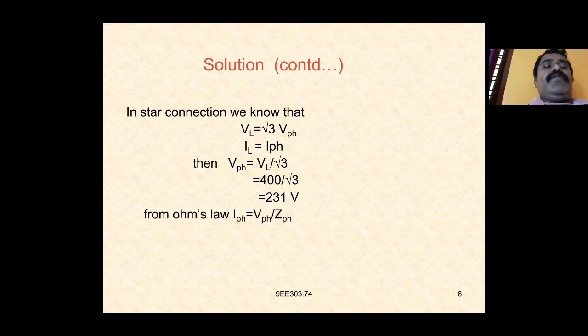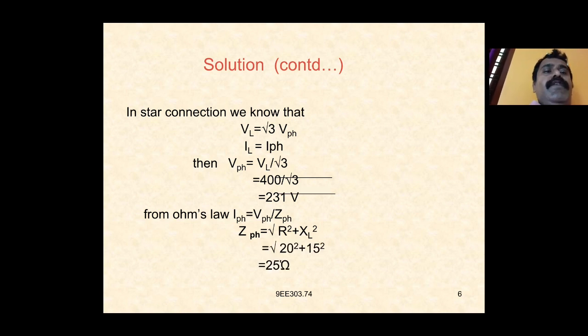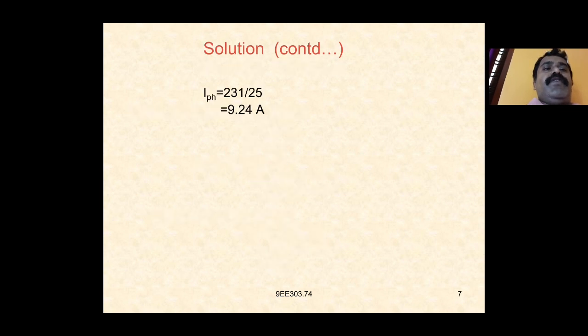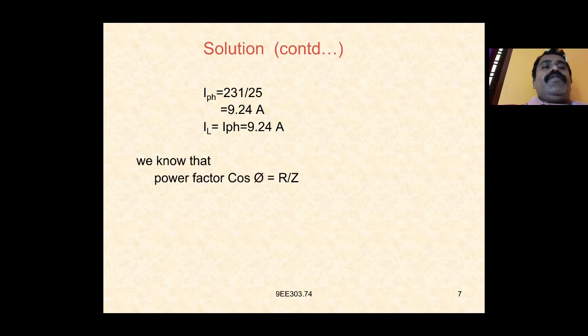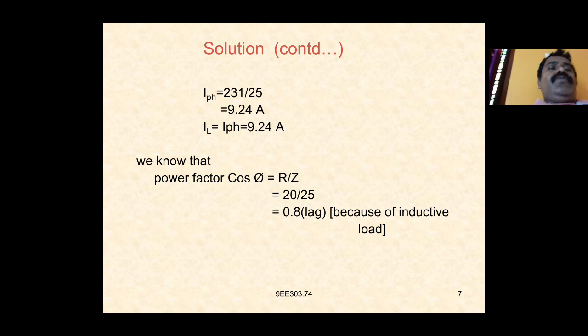From Ohm's law, I phase is equal to V phase by Z phase. Z phase is equal to the square root of R square plus XL square, with XL given as 15 ohms, so Z phase is equal to 25 ohms. I phase is equal to 231 by 25, that is 9.24 amperes. So IL is equal to I phase, that is 9.24 amperes. Power factor cos phi is equal to R by Z, which is 20 by 25, that is 0.8 lag because of the inductive load.